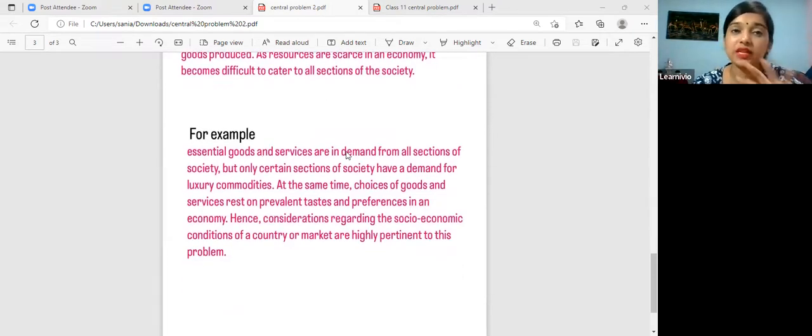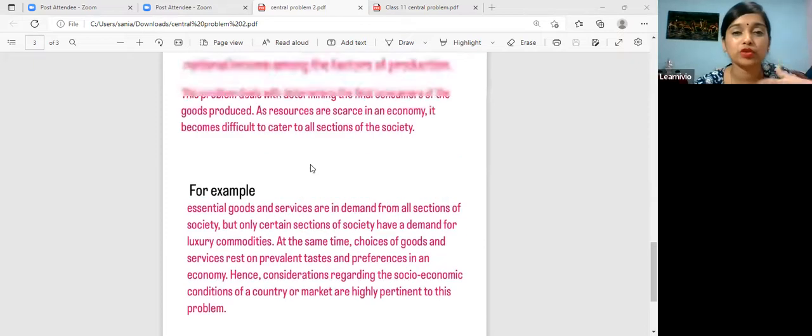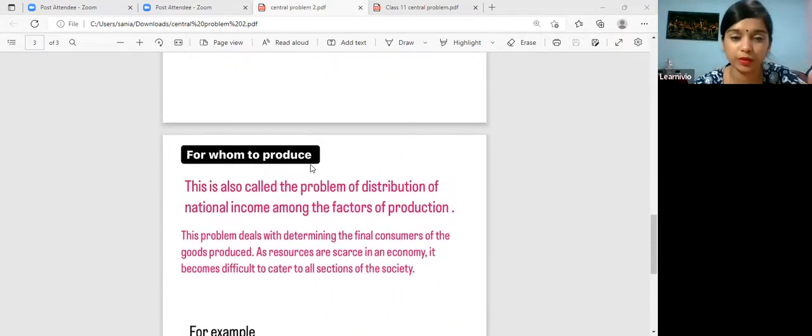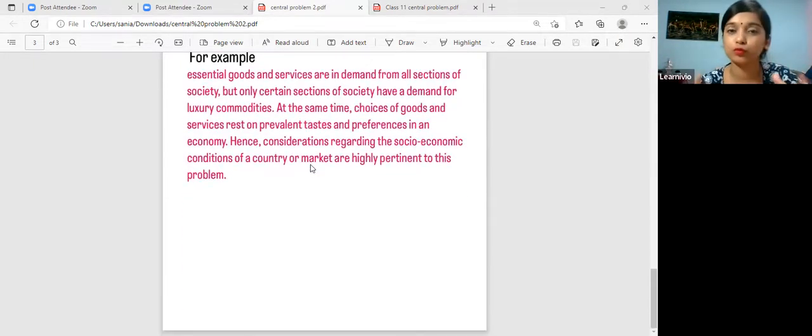Essential goods and services are in demand. See, essential goods are those goods like medicine, water, food. Whether you are rich, whether you are poor, whether you are middle class, you need them, right? You have to produce things, and therefore you have to make a choice whether you want to produce for luxurious goods, or whether you want to produce normal goods, the essential goods for the normal people or for the rich people. So therefore you have to make a choice for whom to produce. So this is known as problem of for whom to produce.